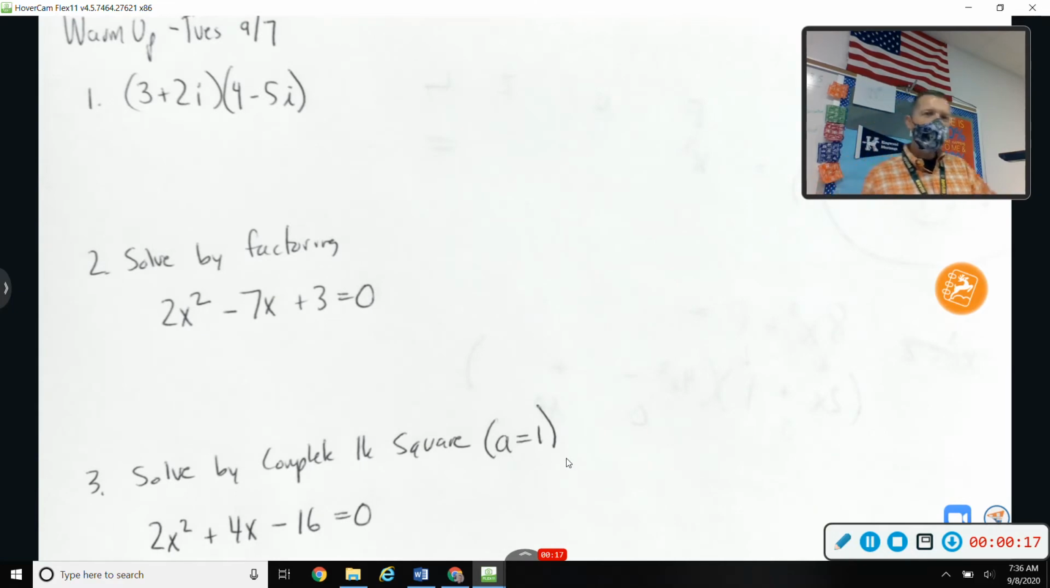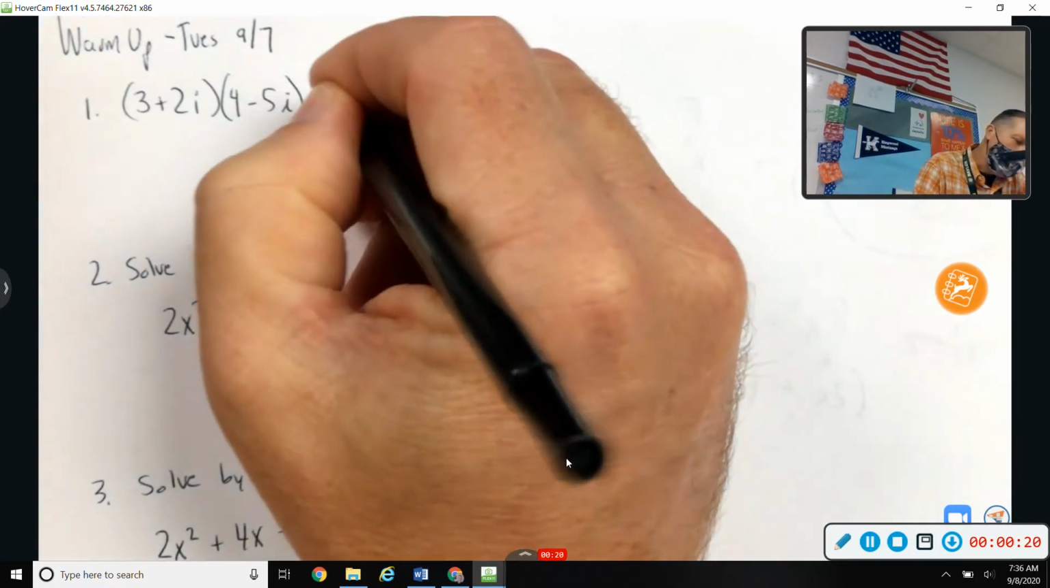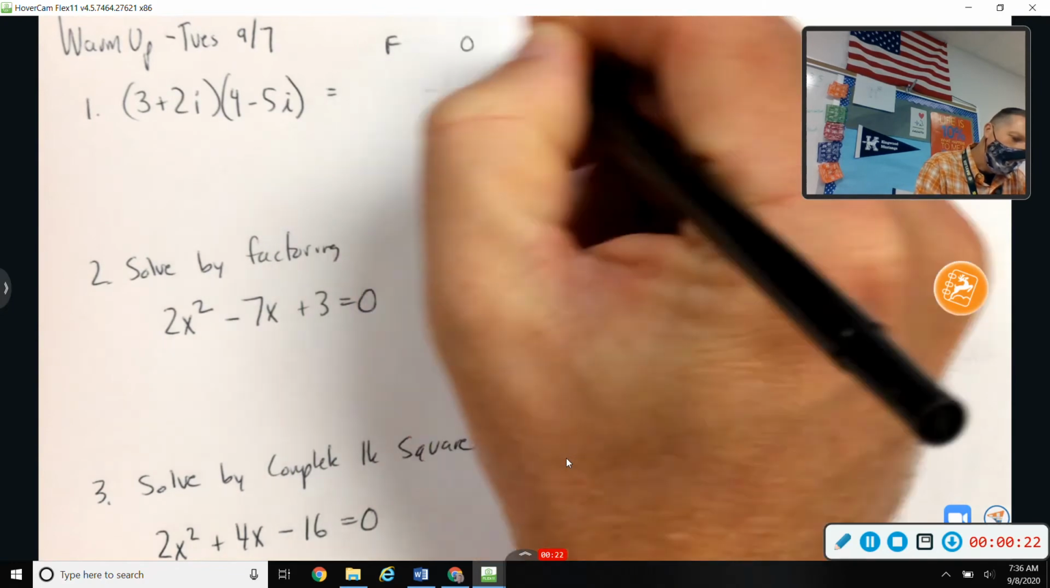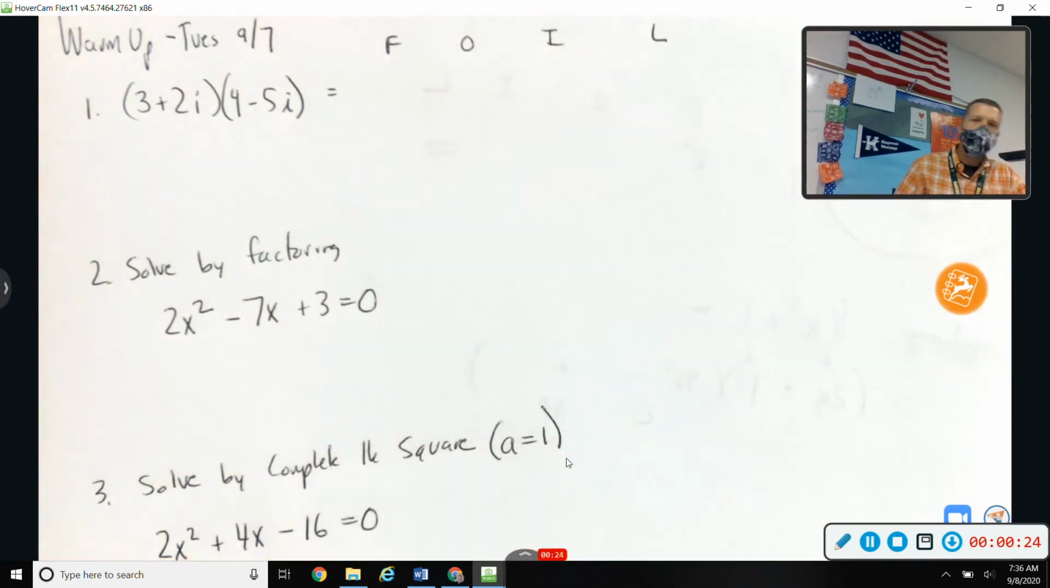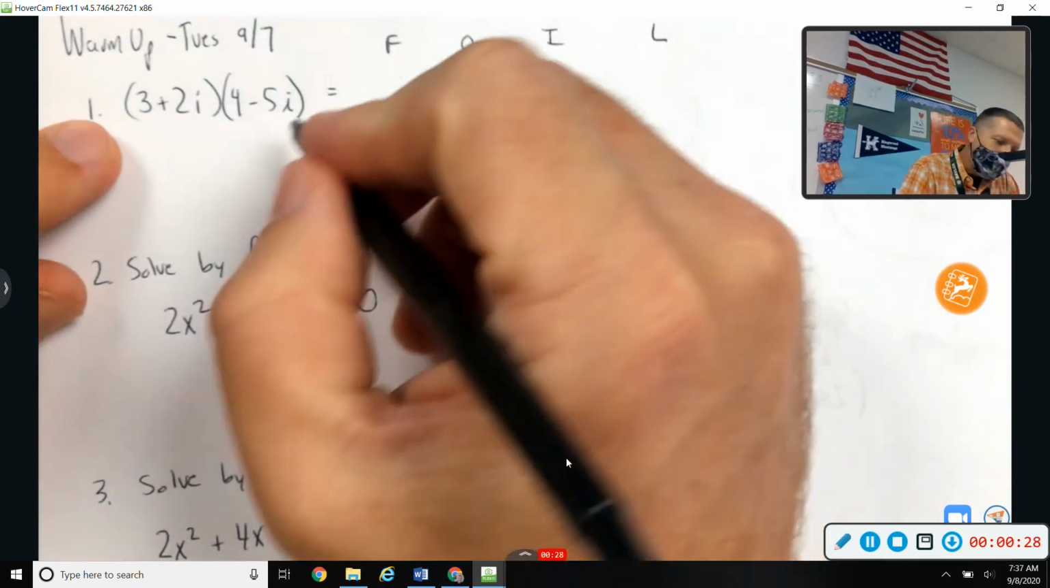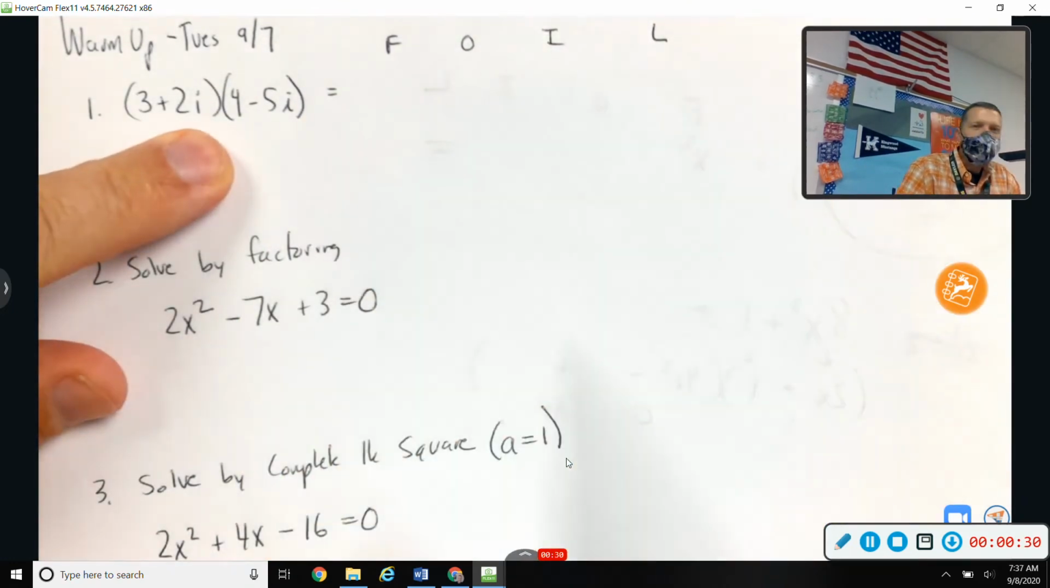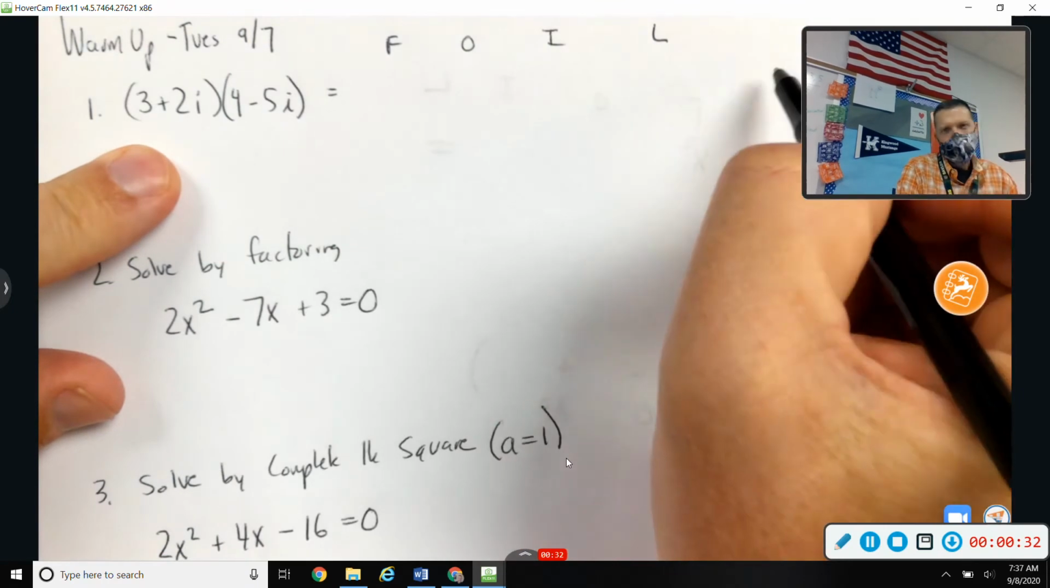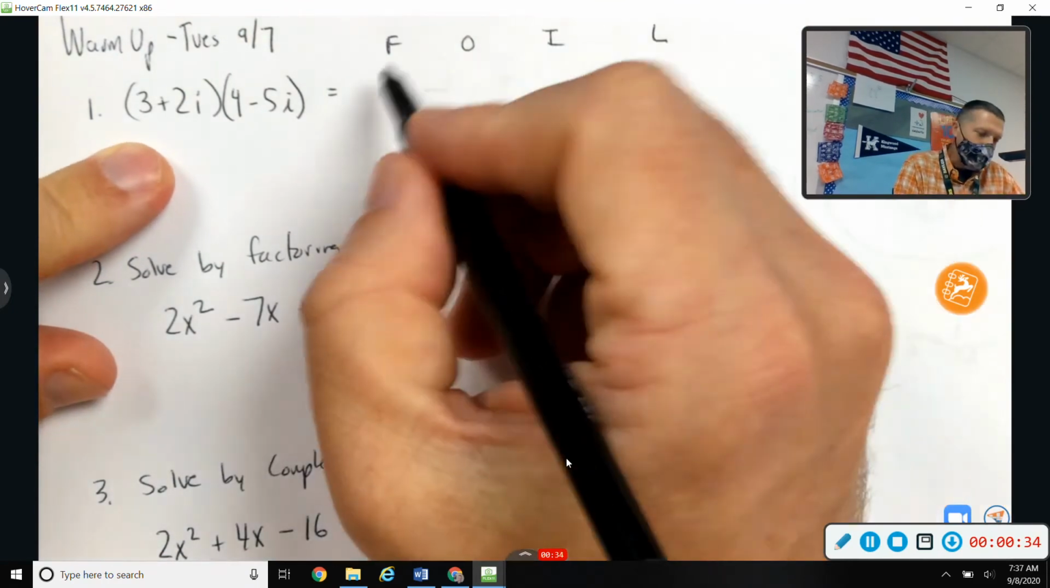Alright, so number one, simple, should be simple anyway, FOIL problem. A few people refused to FOIL on that last test. I don't understand, but whatever, got to FOIL. You don't have to write it all out, but if it helps, nothing wrong with writing it all out.